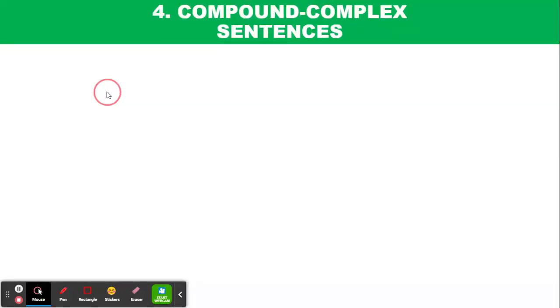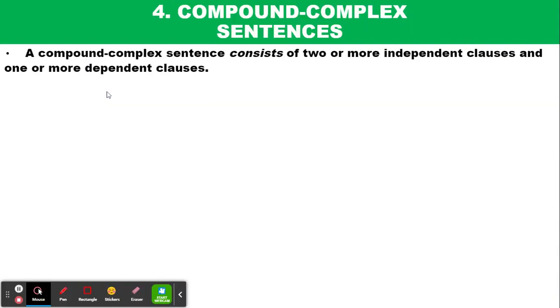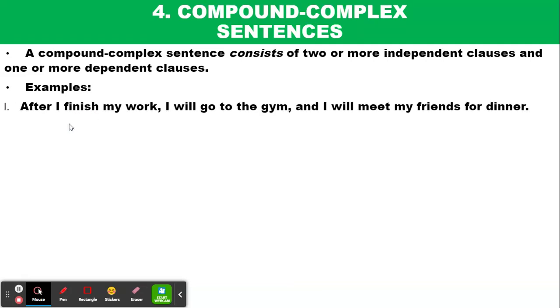And that is what we see in each of these complex sentences. We now move on to the last but not the least one, and that is the compound complex sentences. A compound complex sentence consists of two or more independent clauses and one or more dependent clauses. Let's look at examples. After I finish my work, I'll go to the gym and I'll meet my friends for dinner.